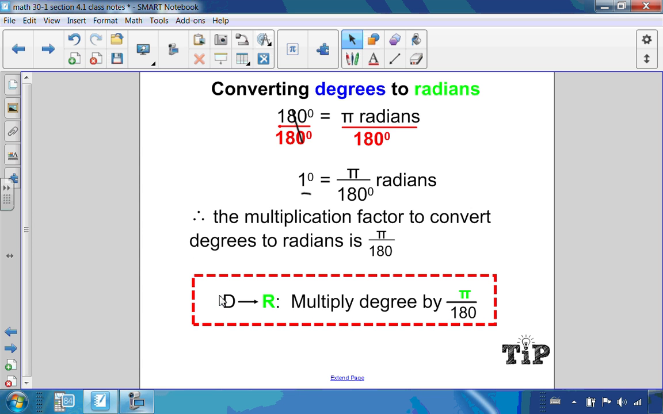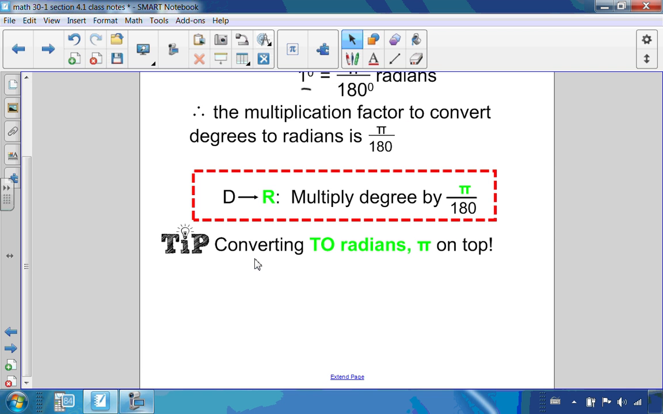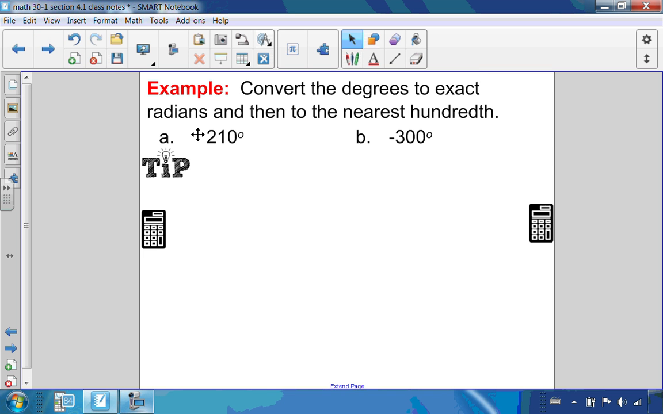So if I want to go from degrees to radians, I multiply the degree by this multiplication factor of pi over 180. This is how I remember it. My tip is if I'm converting to radians, the pi goes on top because pi is a radian. So I'm going to use that multiplication factor to convert some examples from degrees to radians. For example here, I have 210 degrees. So I want to multiply 210 degrees by pi over 180. That's my multiplication factor.